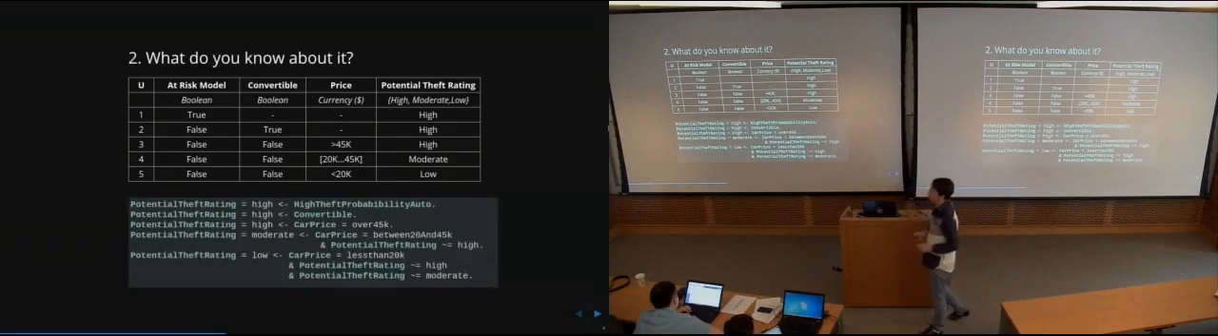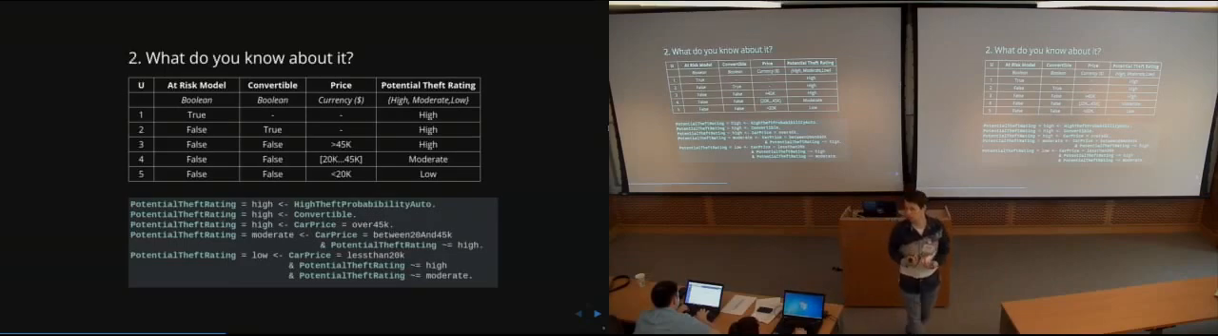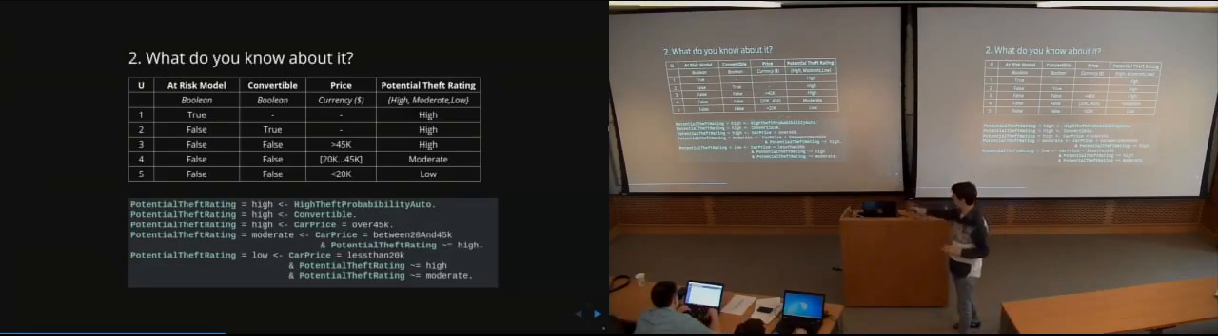So here is the IDP FO-dot specification of the same knowledge. We say the potential theft rating is high if it's a high probability auto, or if it's a convertible, or the car price is over 45k. It's moderate if the car price is moderate. So you see there's a very large correspondence between the rules here and the rows in the decision table. This is not automated, but there's a very strong correspondence, and the automation is a work in progress. So we know this definition.